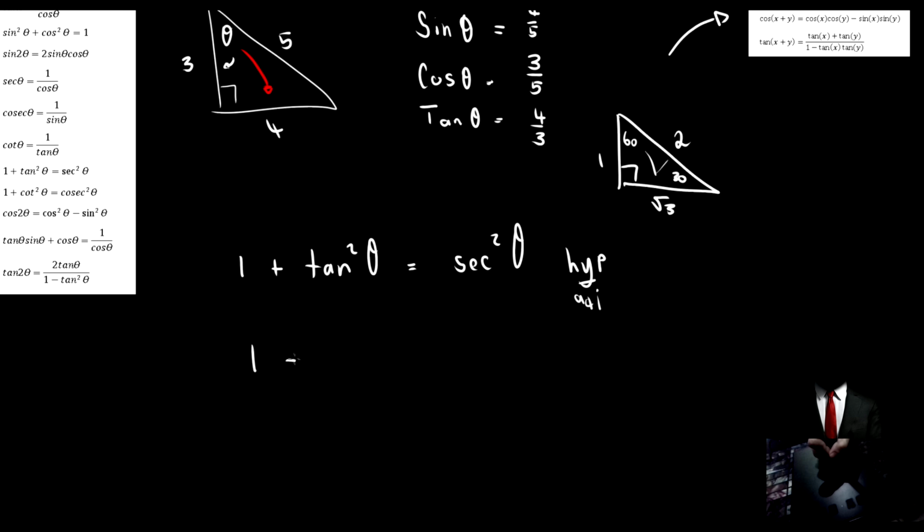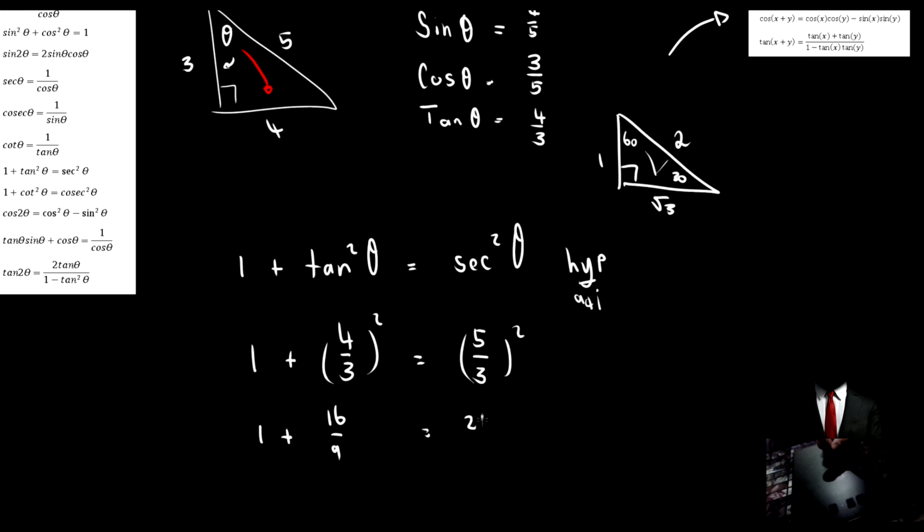Let's go again. So 1 plus tangent squared, let's substitute tangent with what we have. Tangent is 4 over 3 and we need to square it, and this should be equal to secant squared, which is the hypotenuse over the adjacent side. The hypotenuse is 5, the adjacent is 3, and we're going to square this. So now we have 1 plus 16 over 9 should be equal to 25 over 9.